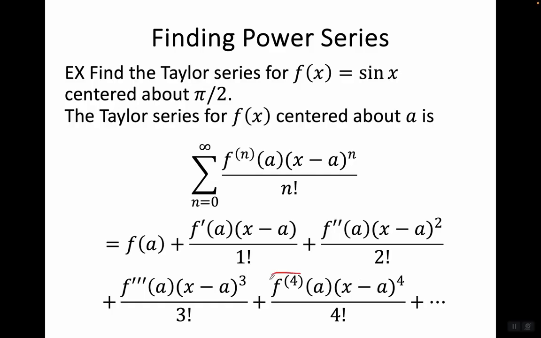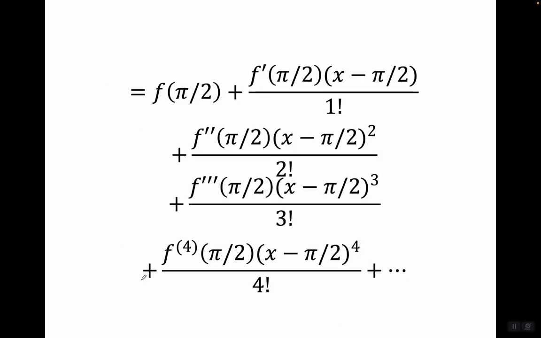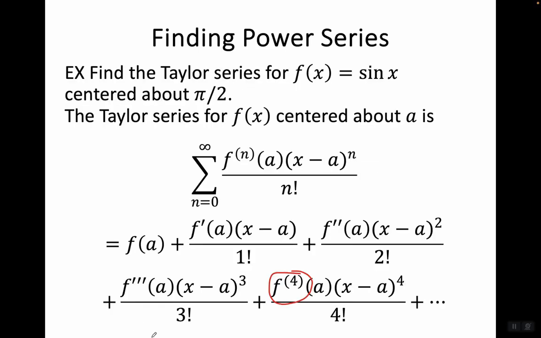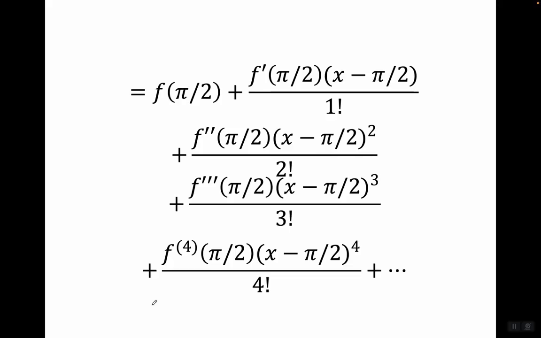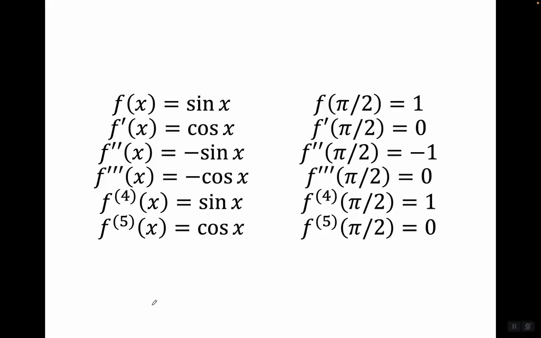See, this is the way we write the fourth derivative. You can't put 4 primes up there. At a certain point, you just bail and write that in parentheses. Okay, so when we plug a equals pi over 2 into this formula, here's what we get. f of pi over 2 plus f prime of pi over 2 times x minus pi over 2 over 1 factorial plus f double prime of pi over 2 times x minus pi over 2 squared over 2 factorial plus etc.